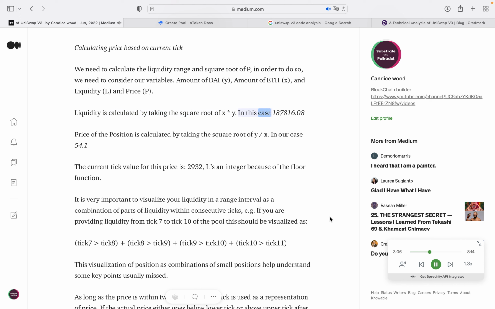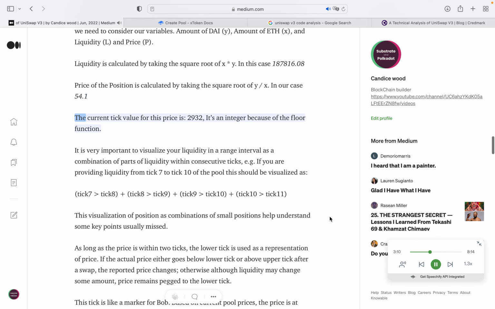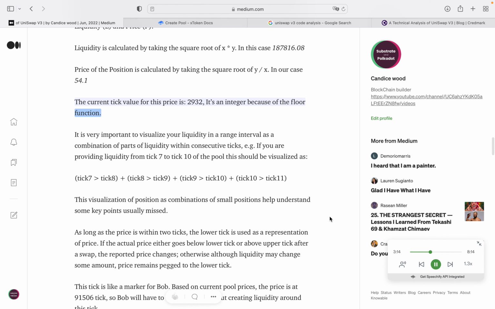In this case, 187,816.08. Price of the position is calculated by taking the square root of y over x, in our case, 54.1. The current tick value for this price is 2,932. It's an integer because of the floor function.